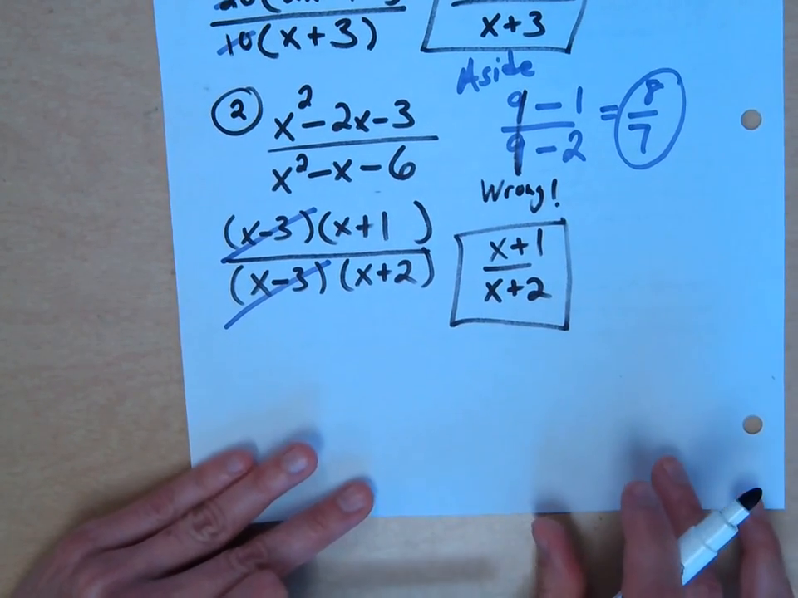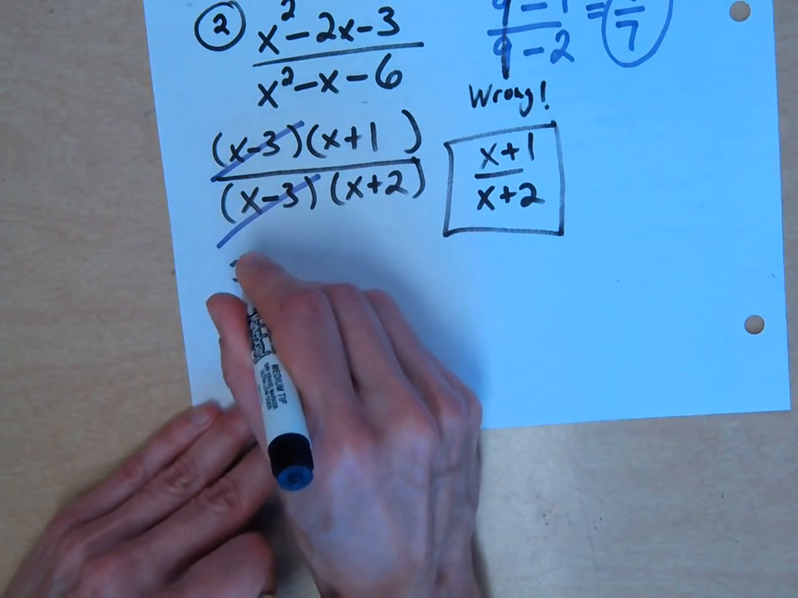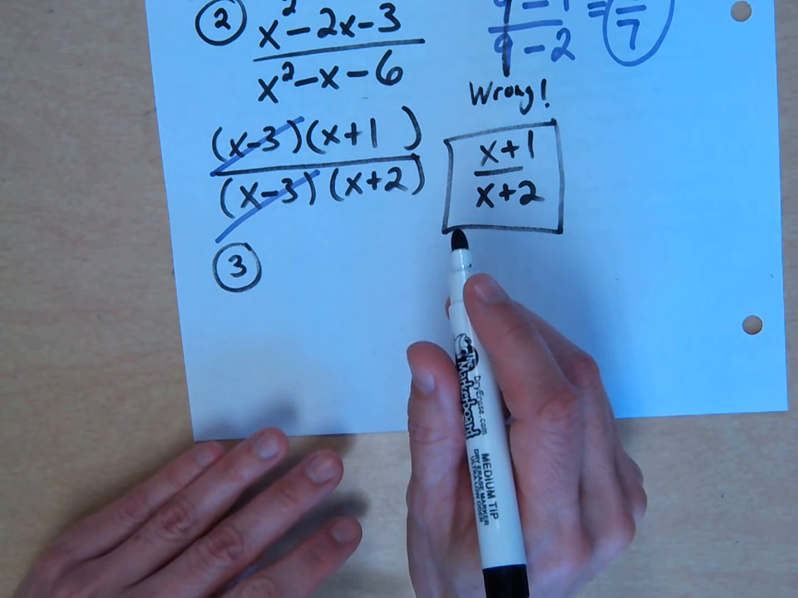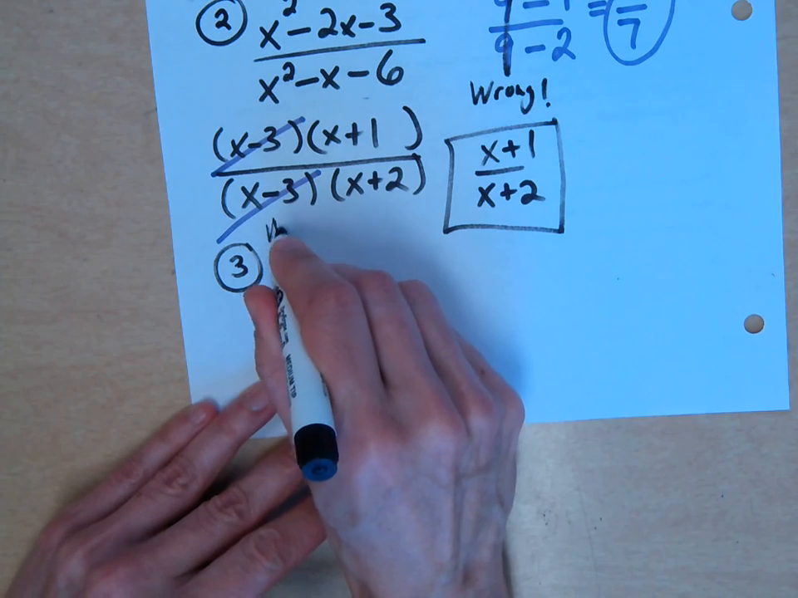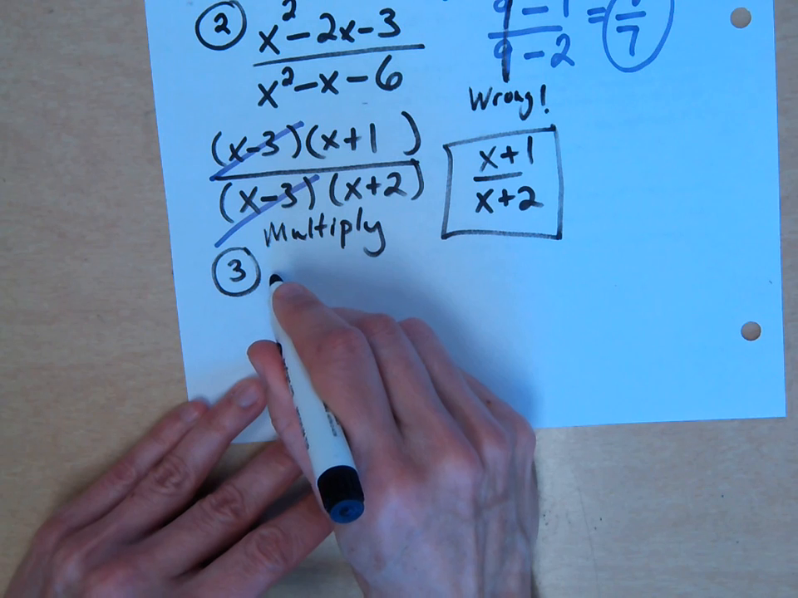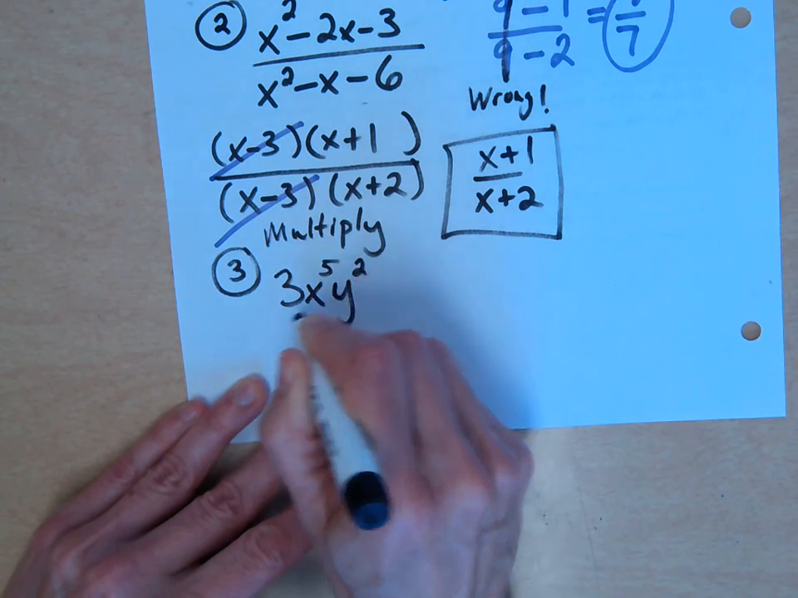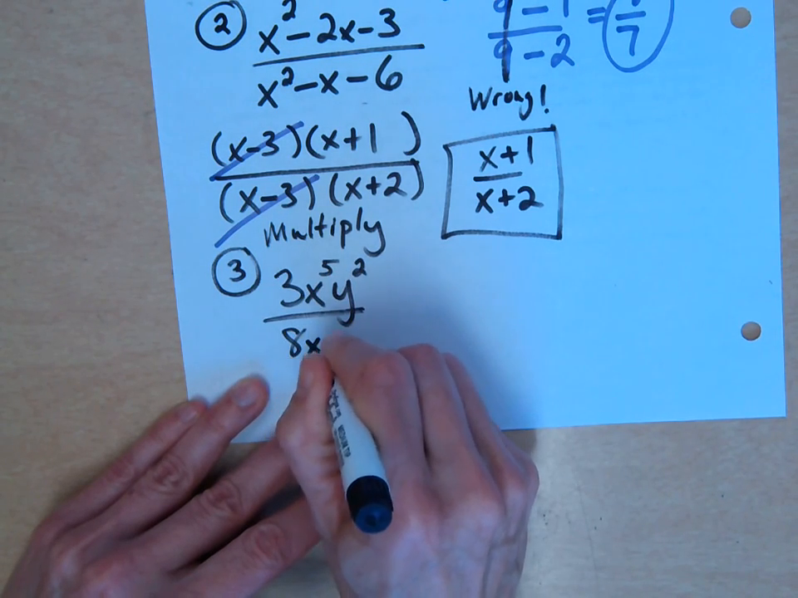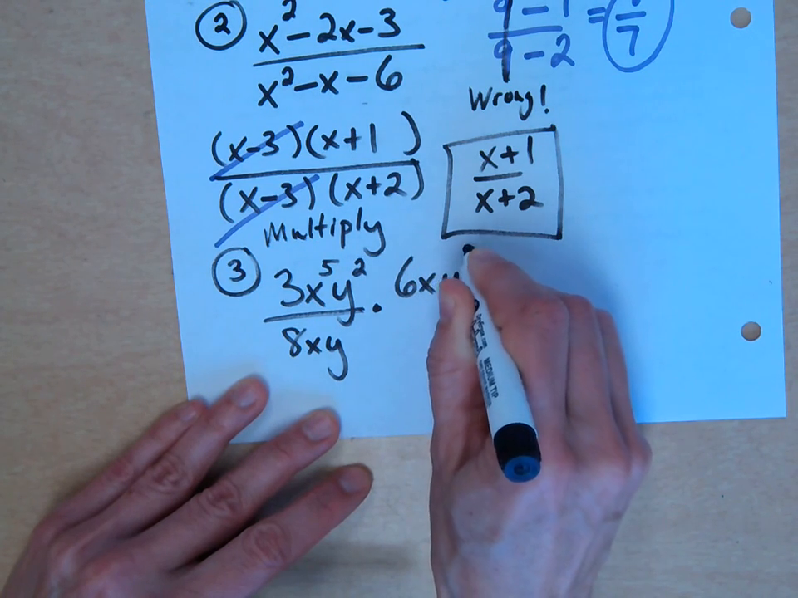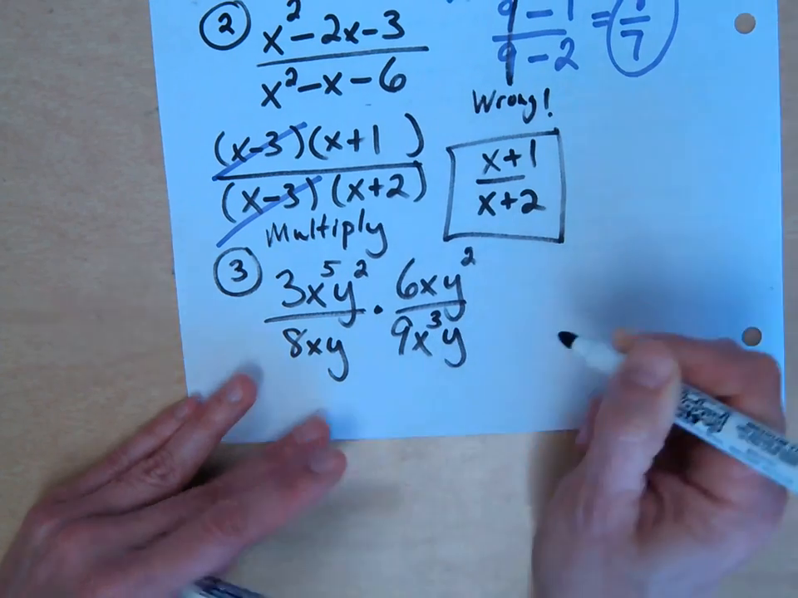That's done. Okay, let's try one where we're reviewing exponents. This question will just say multiply. So I want to multiply 3x to the 5th y squared over 8xy times 6xy squared over 9x cubed y.